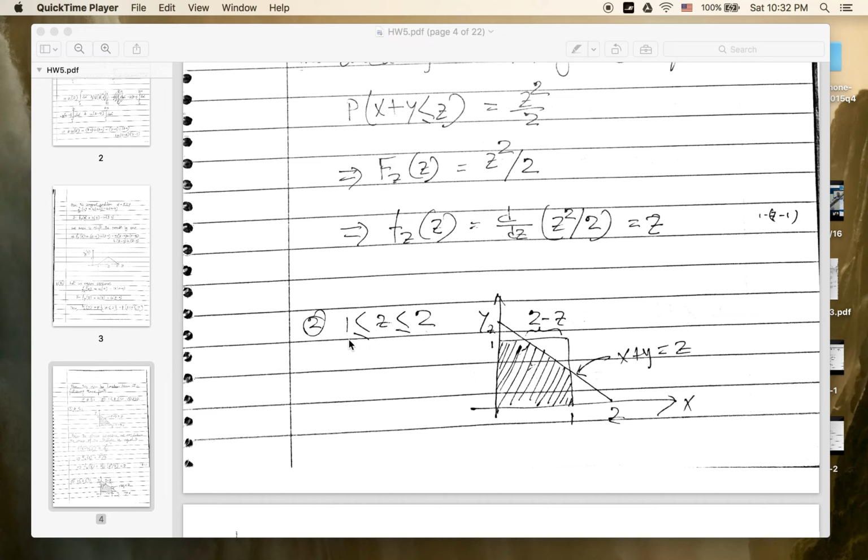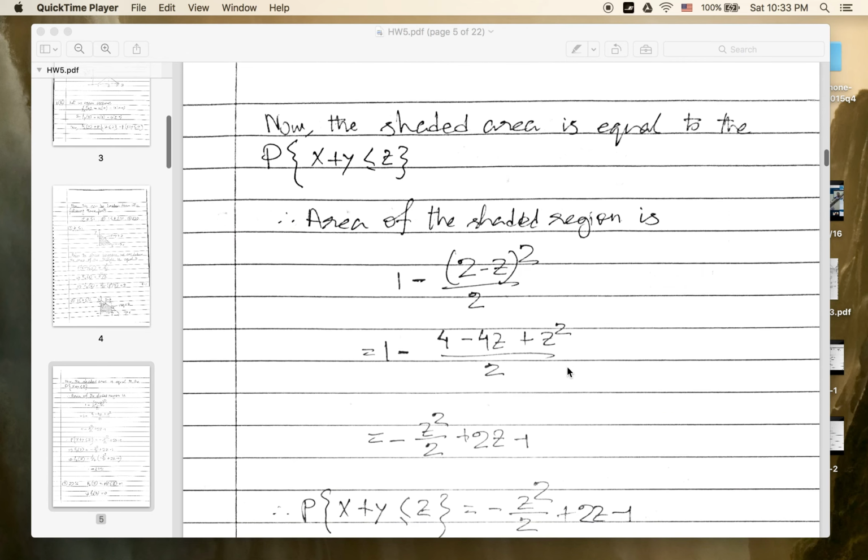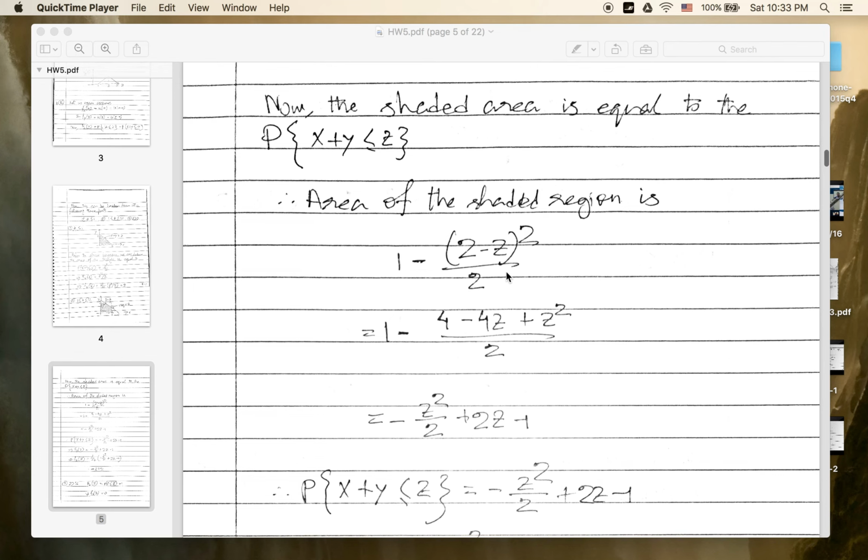So when z lies between 1 and 2, how can we calculate the area of this region? Now this complete area is beyond the unit square, so we are only concerned with the area within the square. So how can we calculate it? Actually the area of the square is 1, and from this one we can just deduct this small area. So what is the area of this small triangle? You can see this length is z minus 1, so this is also z minus 1, and this is 1, so 1 minus z minus 1, which is nothing but 2 minus z. So the area of this triangle is 2 minus z whole square by 2.